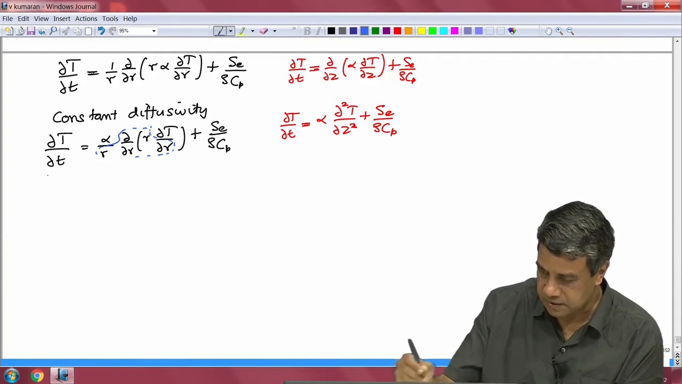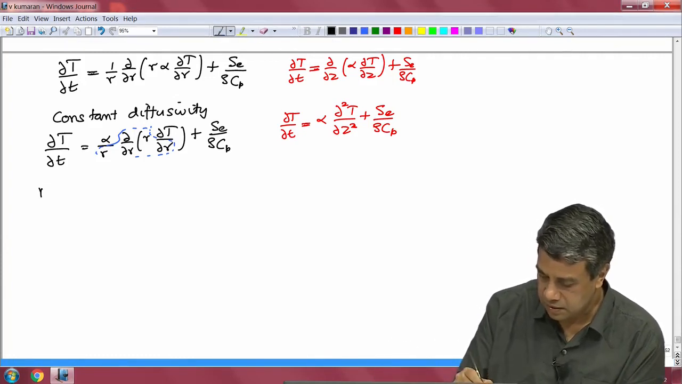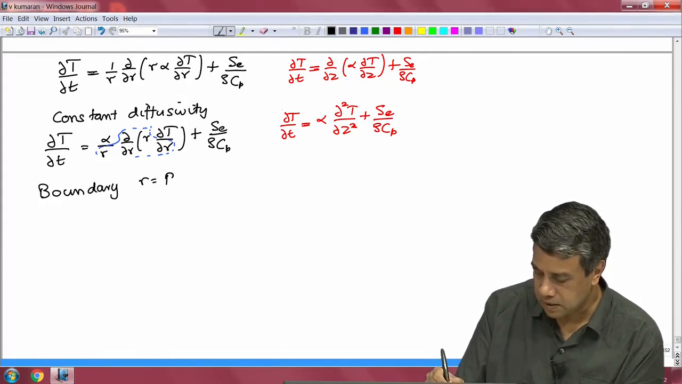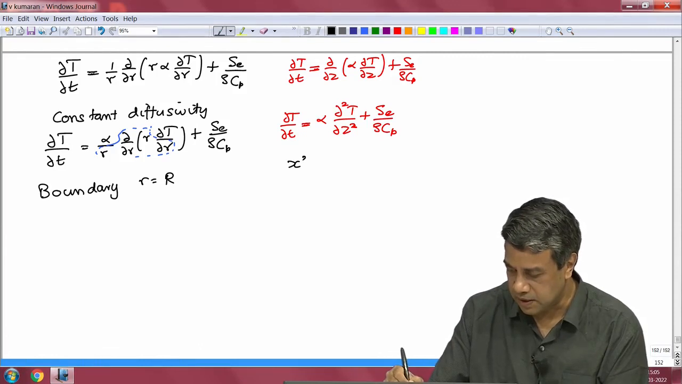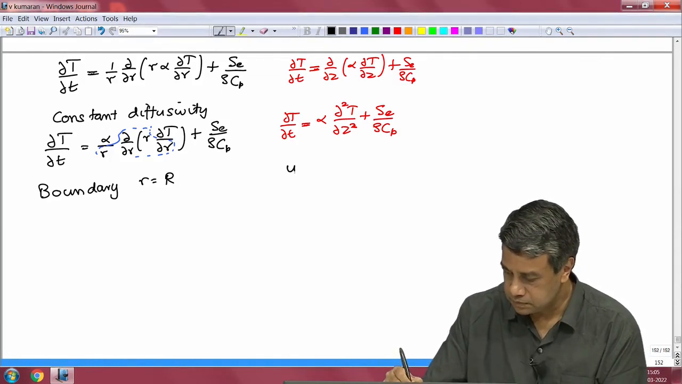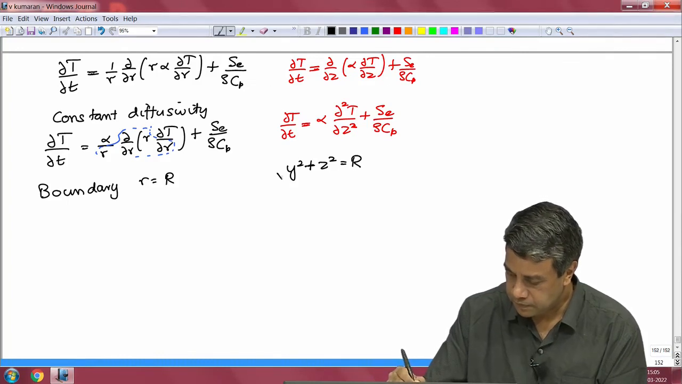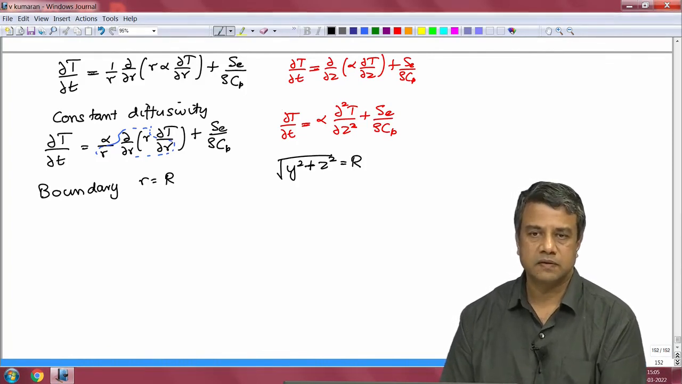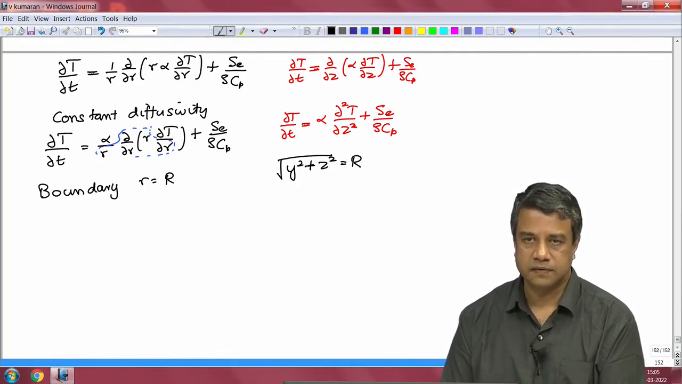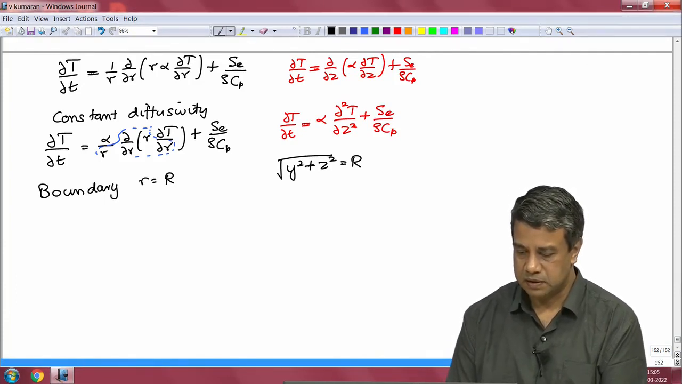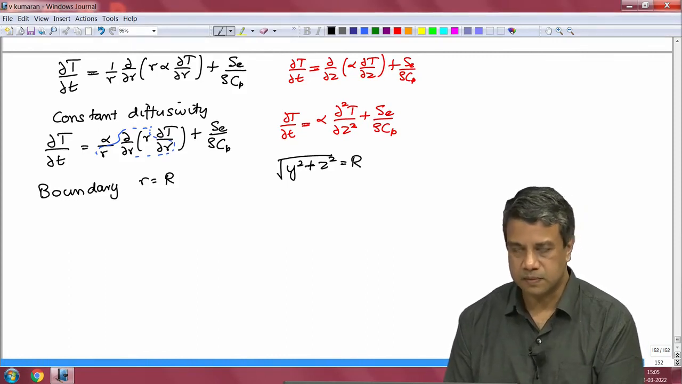Whereas now the equation of the surface has become much simpler. The equation of the surface, the boundary, is that r is equal to capital R, whereas in the Cartesian case the boundary would have been x squared plus y squared equal to R squared. So, you have made the equation for the surface simpler, but however, the differential operator in this case has become slightly more complicated. We will examine further how this can be handled.